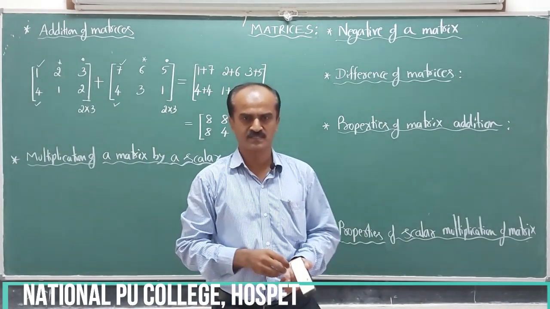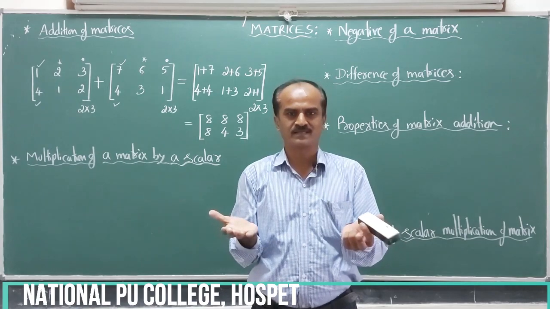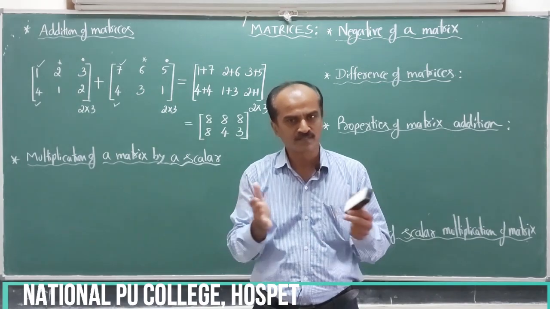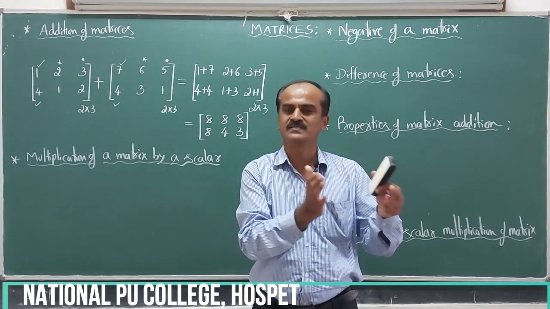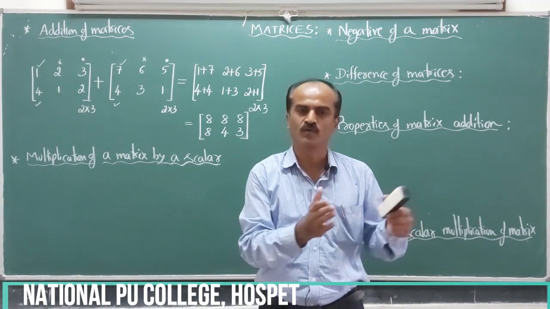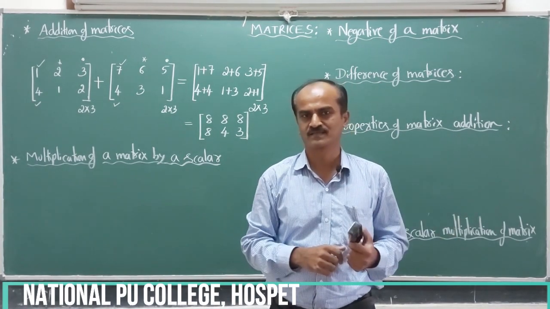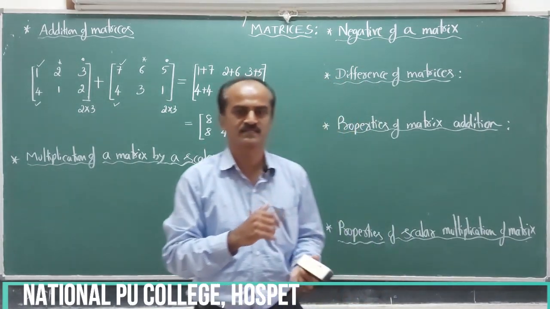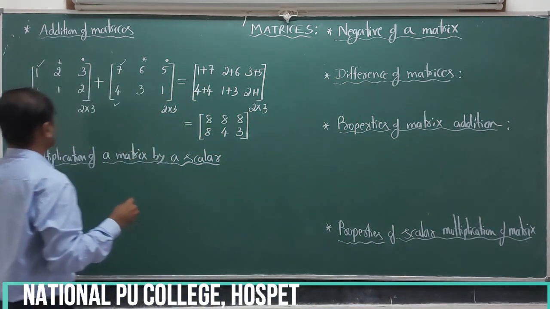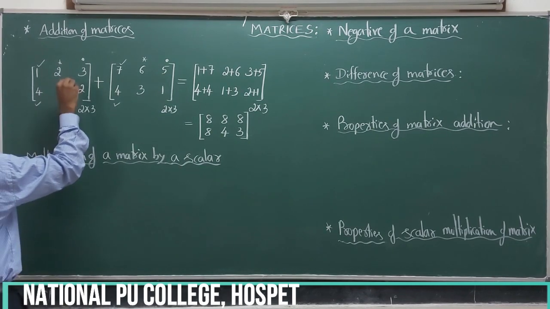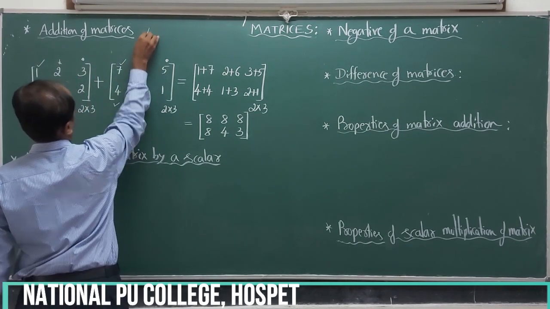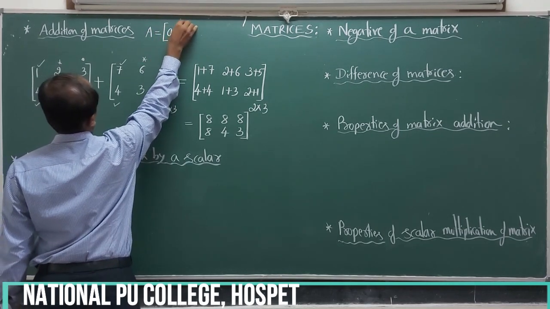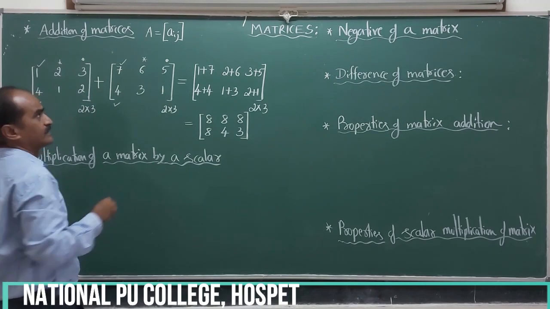Very simple procedure. When two matrices are given, first we need to check whether their orders are same or not. If the orders are found to be same, then by just adding their corresponding elements, you are going to get one more matrix. Very simple procedure to find sum of two matrices. Now let me write in general. A is a matrix whose entries are Aij.